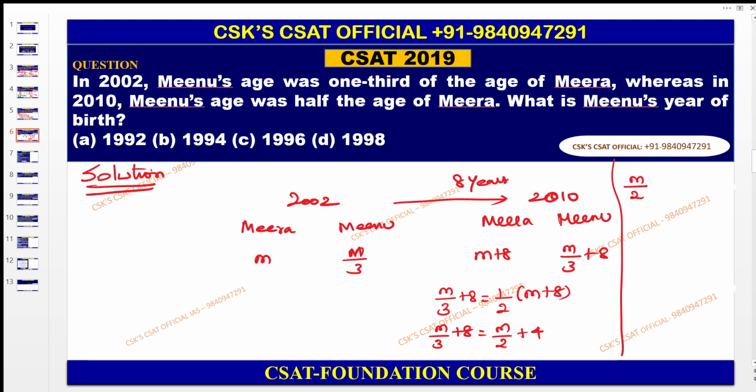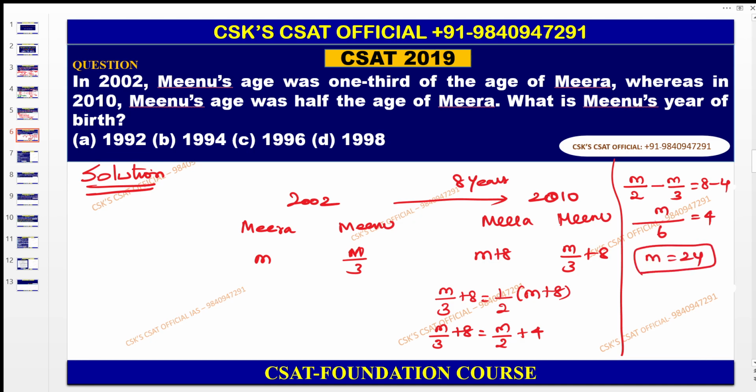M by 2 minus, so I'm bringing this M by 3 towards the RHS. So here this is nothing but 8 minus 4. You can take LCM as 6. Then it becomes 3M minus 2M. So M, which is equal to 4. M is equal to 24.